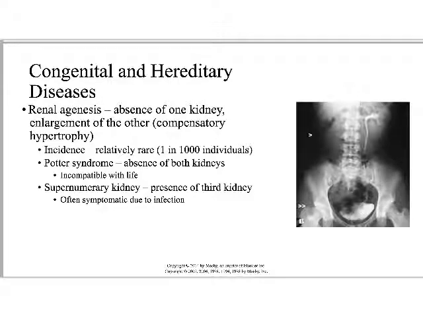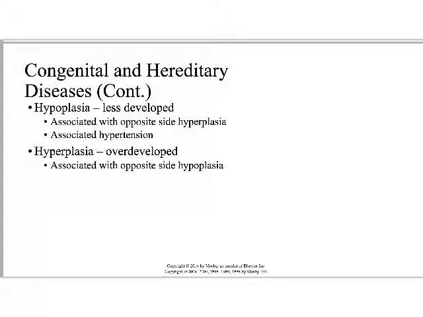As I'm following along in the book, this is page 229. Hypoplasia, which we've already kind of explored to some degree, is just less developed. And with the kidney, this is almost always associated with opposite side or contralateral hyperplasia, right? And then associated hypertension. So anytime we start messing around with the kidneys, you are also messing around with the heart and messing around with the brain.